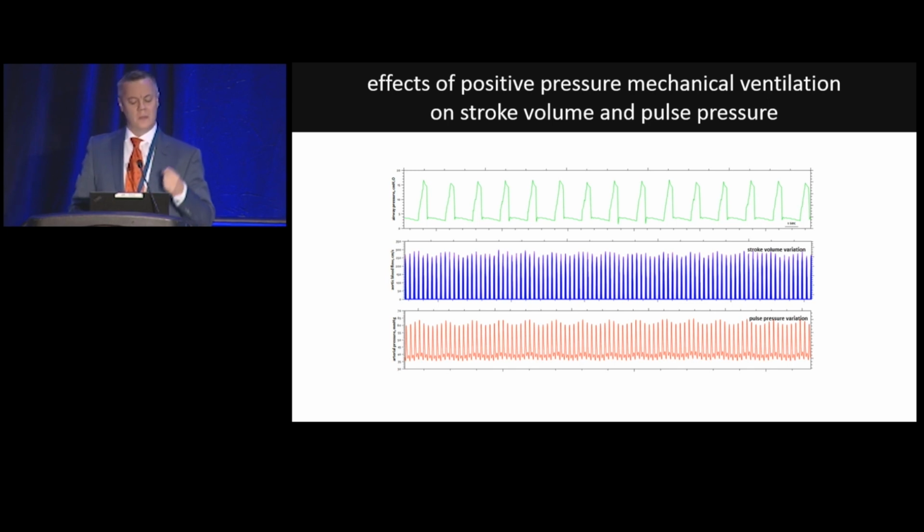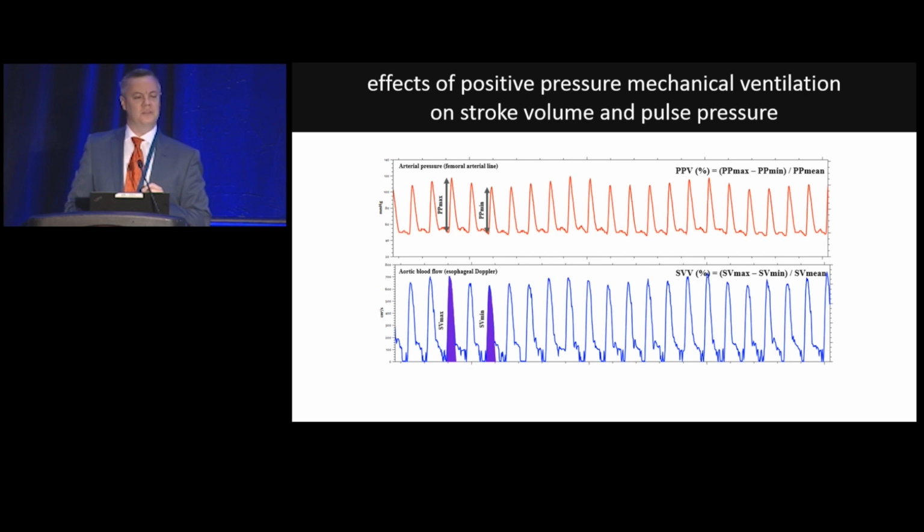We already know that mechanical ventilation induces cyclic changes in stroke volume and pulse pressure. So we can use these variations over time for defining the slope of this volume pressure relationship. We can measure the pulse pressure variation looking at the arterial pressure waveform, and we can measure also the stroke volume variation, looking at the same time at the stroke volume during one single respiratory cycle.